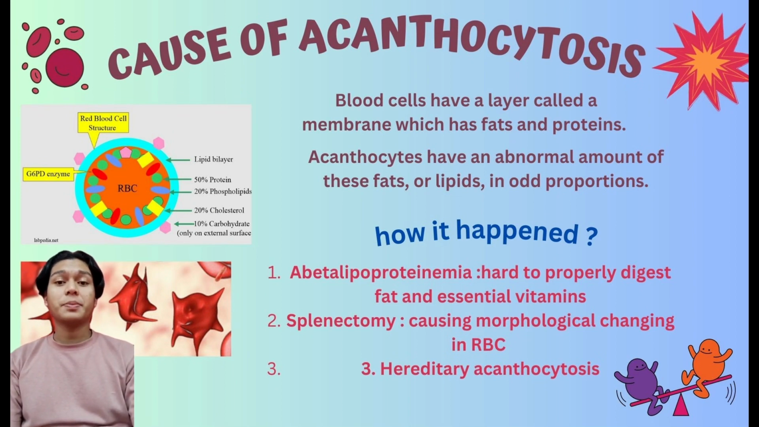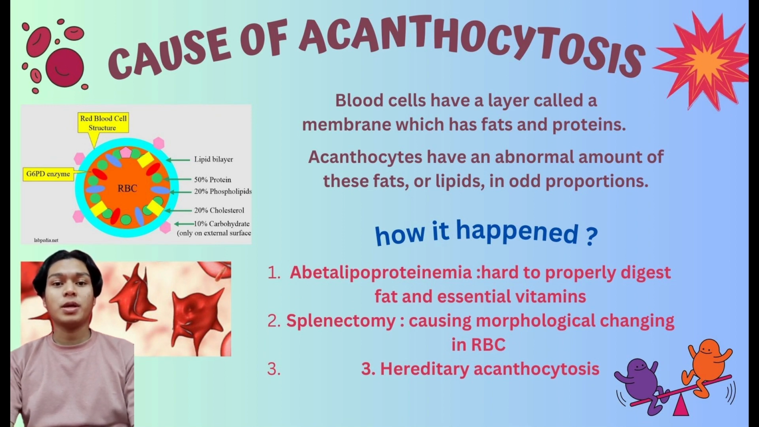Our blood cell has membrane layers that consist of fat and protein. When the level of the fat and protein is disturbed, this is where acanthocytosis can occur. Some factors that can lead to acanthocytosis is when a person has a syndrome where the body can't digest fat and essential vitamins, called Bassen-Kornzweig syndrome.